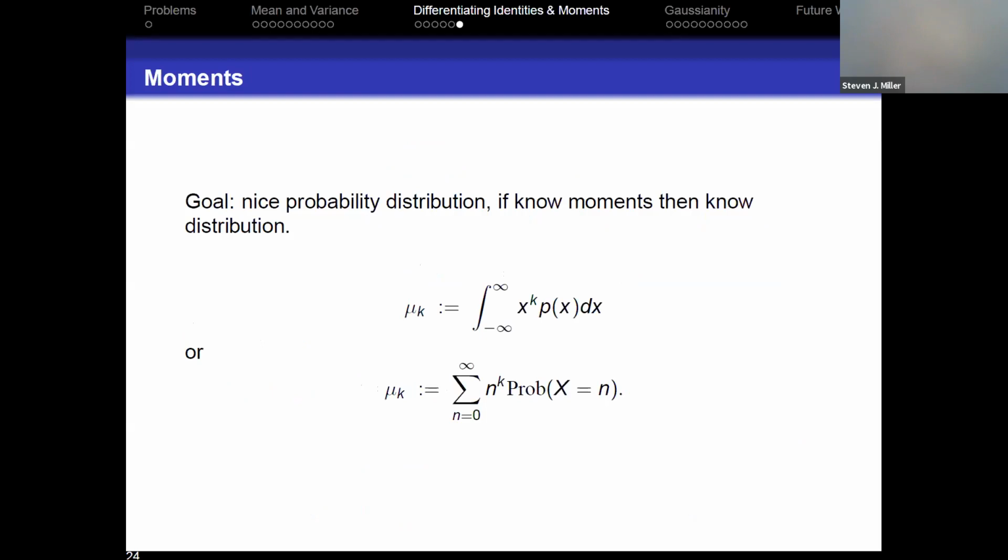All right. So to just recap, the goal is if you have a nice probability distribution, the kth moment is just the integral of x to the k times the probability density. Or in the discrete case, it's n to the k times the sum of all the probabilities that x equals n.